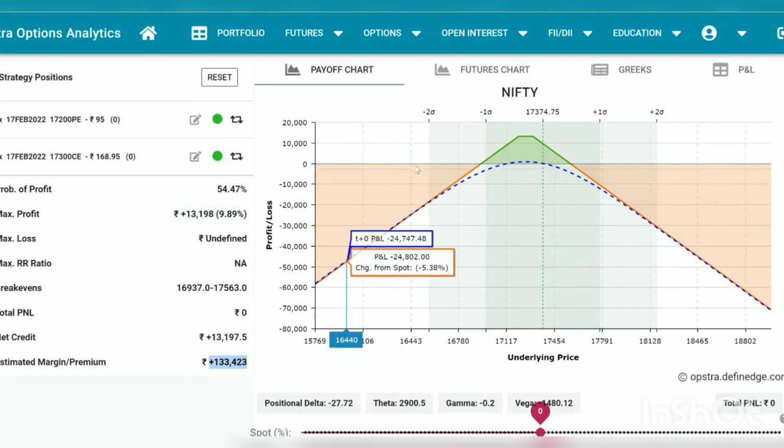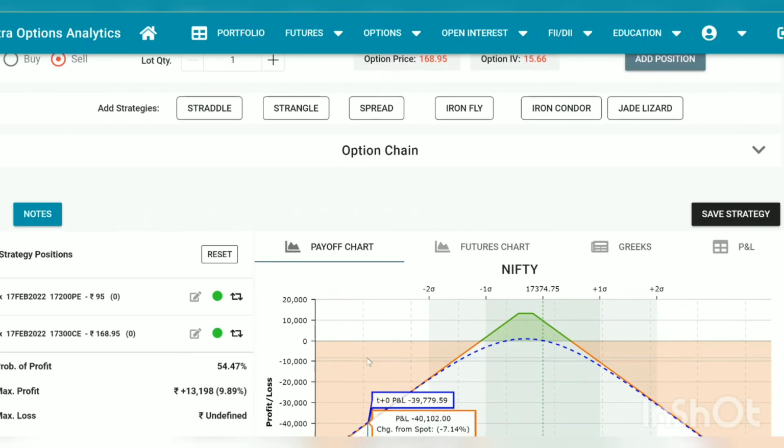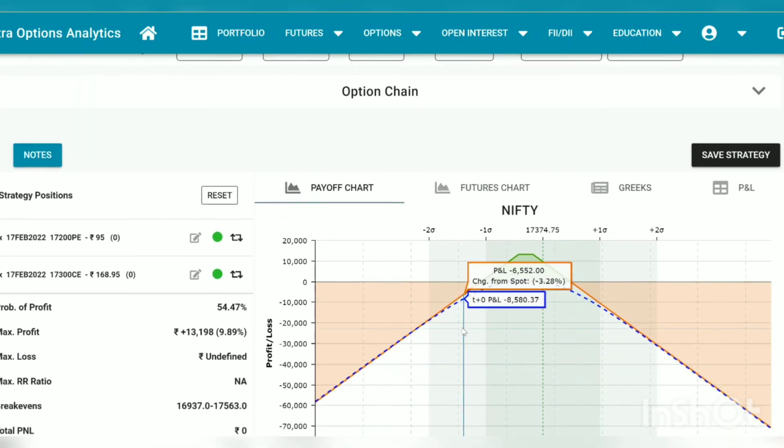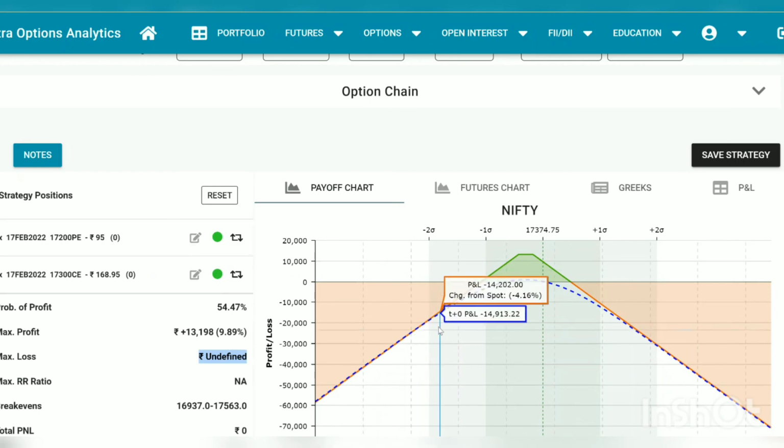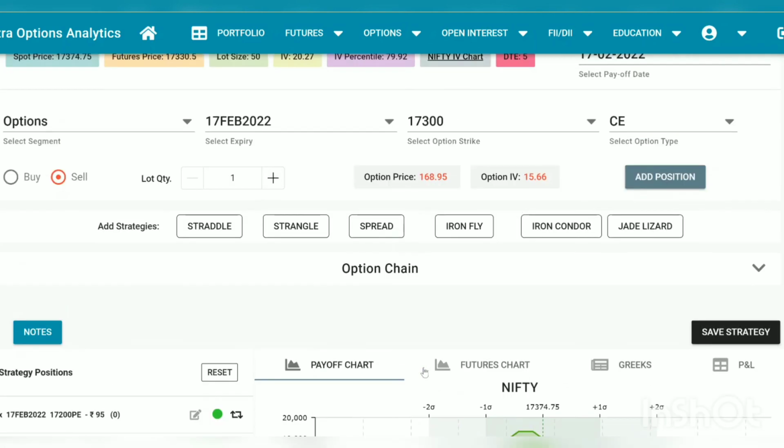But this is not a hedged strategy. Generally we don't do it like this. So what we do is generally hedge this particular position, because you can see the loss in this case is undefined. If the market keeps on going down, then we will be in loss, because on one side we have written a call and we haven't covered it. So in that case, I will suggest we hedge that particular position.